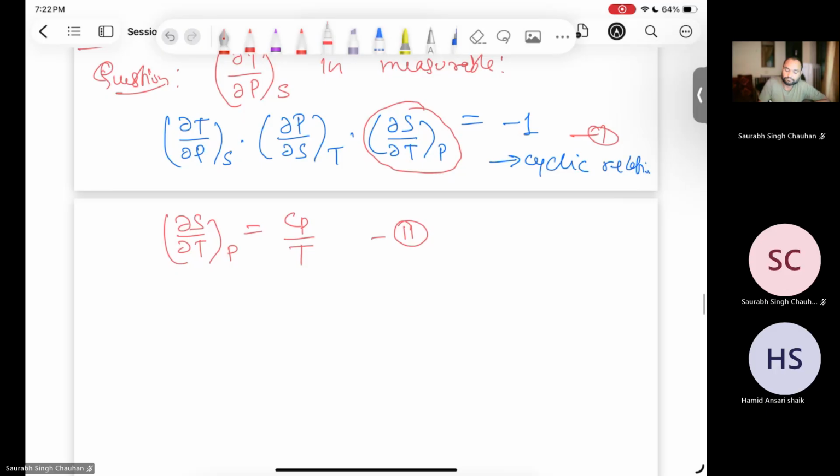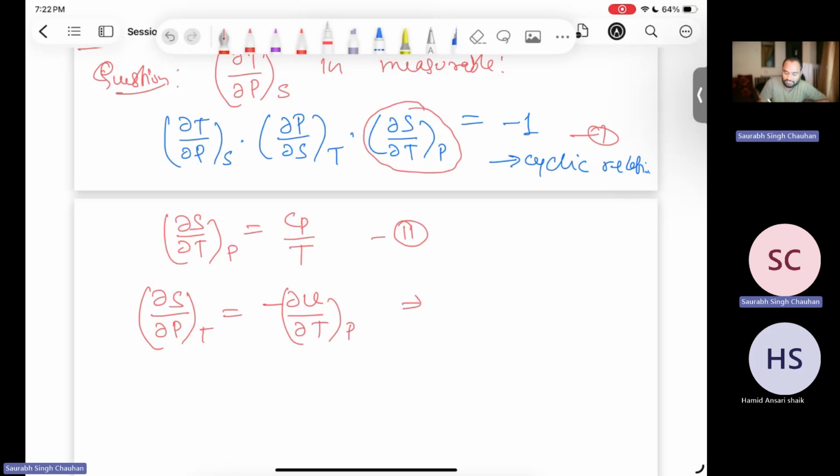We also have one Maxwell equation. Del S by del P at constant temperature is equal to minus del V by del T at constant pressure. This is one of the Maxwell equations.